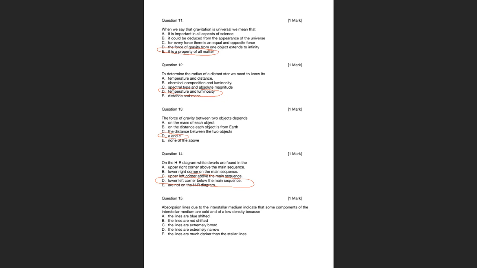Then question number 15. Absorption lines due to interstellar medium indicate that some components of the interstellar medium are cold and of low density because... yes, number D is correct. So we know from Kirchhoff's laws, if we have interstellar dust and a cold background, what would that give us? That will give us an emission spectrum. But we know the absorption lines we can see in the medium will be narrow. And that is because we have a cold background and a gas, so the lines will be narrow.